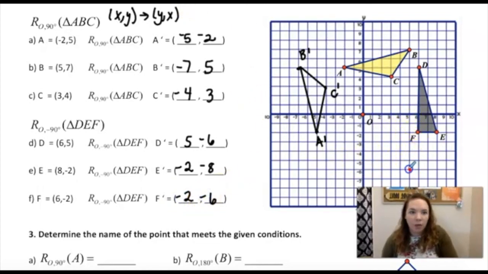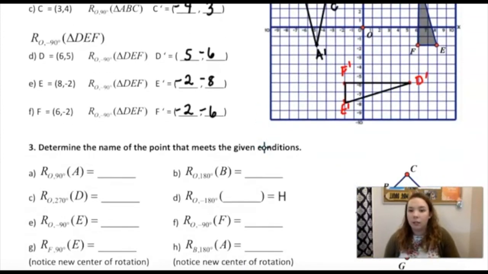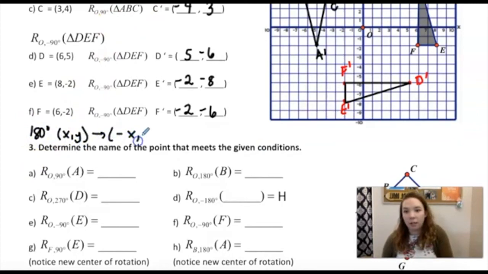And then we'll just replot this. And you do want to label each point. So that one's D prime. E prime. And F prime. All right, and then 180, we didn't do an example of 180, but I want you to make a note. 180 is just taking your point and flipping the signs. You don't flip the order, just the signs.